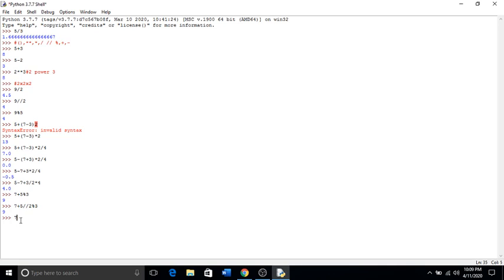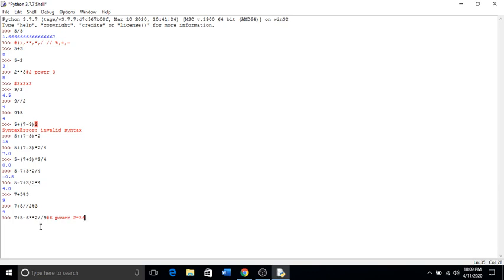So 7 plus 5 minus 6 exponent 2, integer division 9. Something like this. So what will happen? 7 plus 5 minus 6 exponent 2. 6 exponent 2 means what? 6 to the power 2 is 36. So 36 integer division 9.